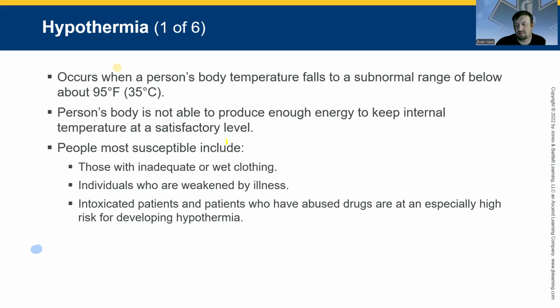Hypothermia. So we're still in the cold. It occurs when a person's body temperature falls to a subnormal range below 95 degrees or 35 Celsius. The person's body is unable to produce enough energy to keep internal temperatures at a satisfactory level. People that are most susceptible to this are those with inadequate or wet clothing. So we didn't dress properly, or we went out and played in that slushy snow and got really wet.